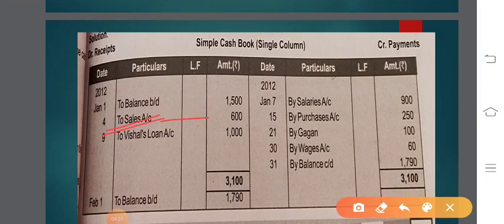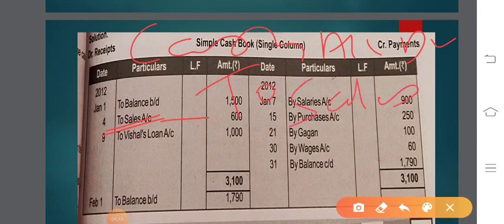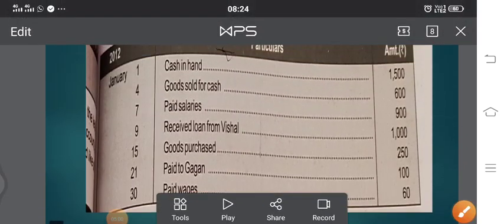If you do it in the form of a journal, remember what is happening. Cash is coming into the business, real coming into the business. The journal entry will be cash account debit. For this, sales being income has to be credited. So to sales account. Since cash is on the debit side, we are on the debit side of cash, but we write the name of the opposite party, that is to sales account 600. Let's move towards the next point.